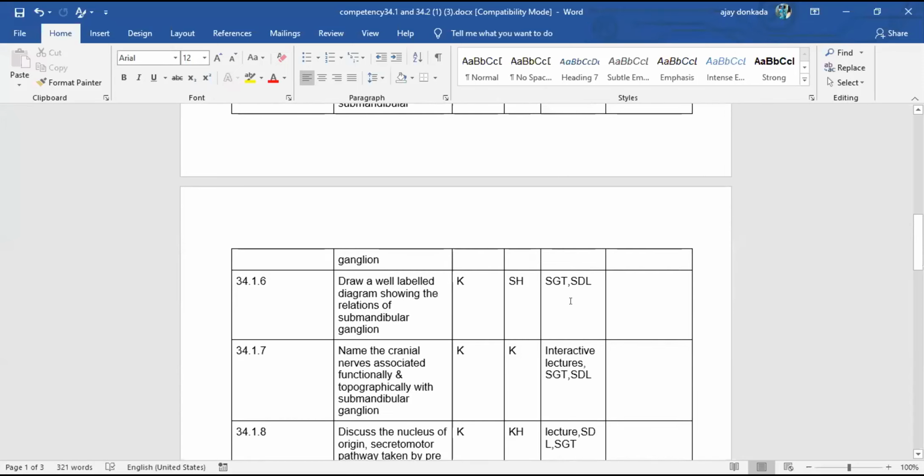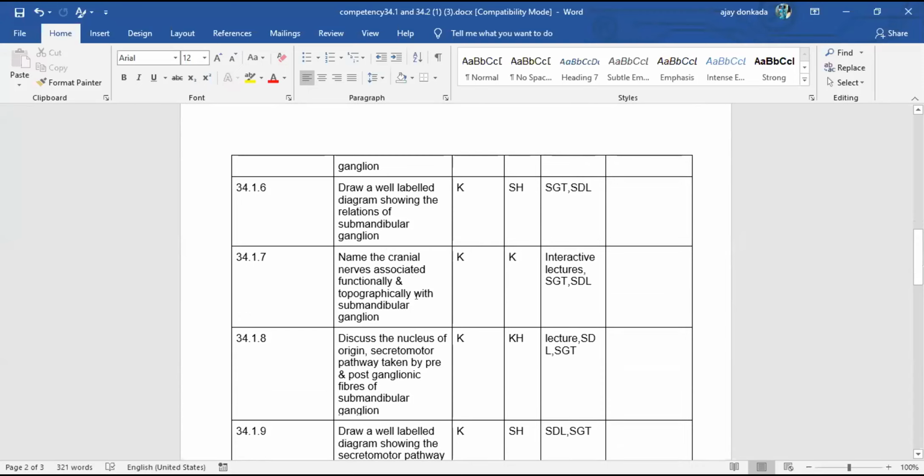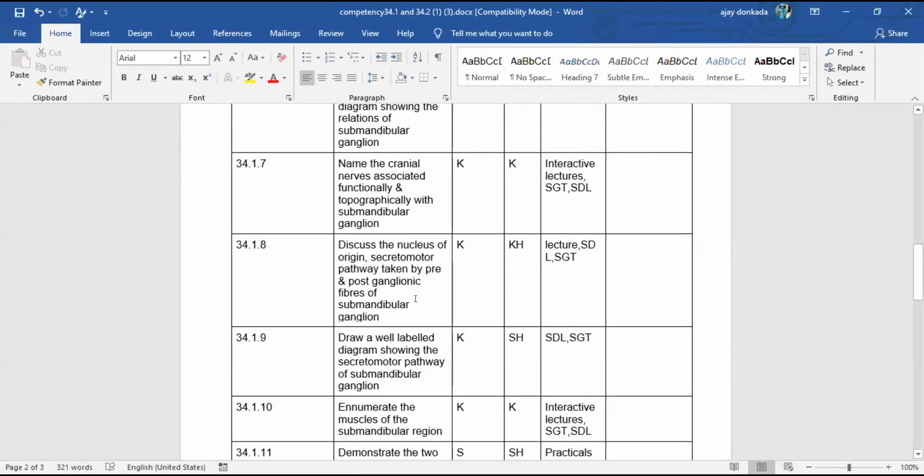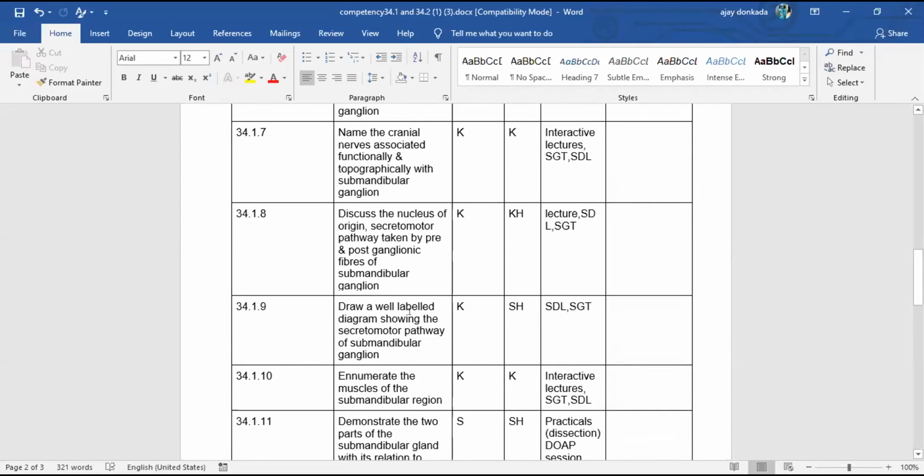And the seventh SLO, name the cranial nerves associated functionally and topographically with the submandibular ganglion. Domain is K and the proficiency level is also K. And the teaching learning method would be an interactive lecture or a small group teaching or a self-directed learning. And the eighth SLO, discuss the nucleus of origin, secretomotor pathway taken by pre and post ganglionic fibers of the submandibular ganglion. And the domain is K and the level is KH. The teaching learning method would be a lecture, small group teaching or a self-directed learning.